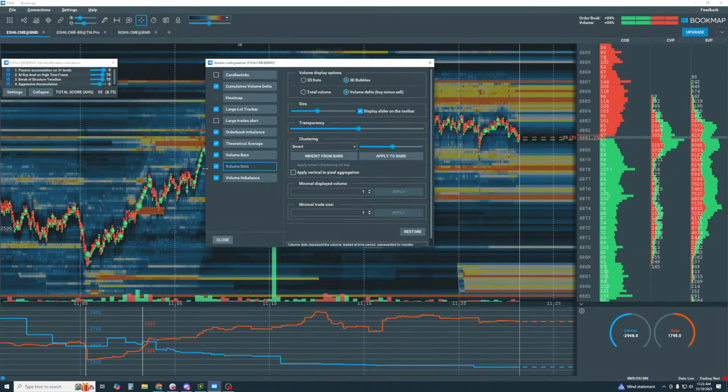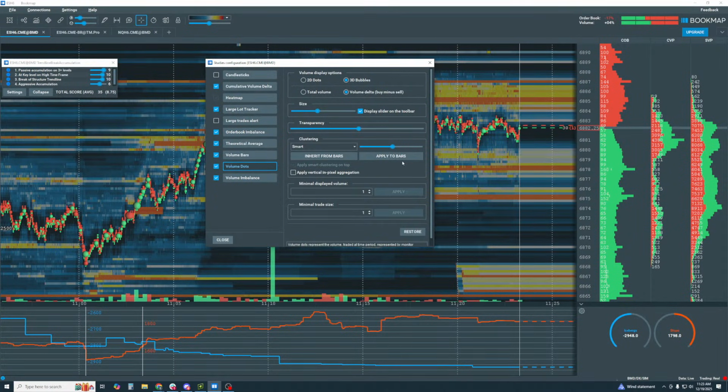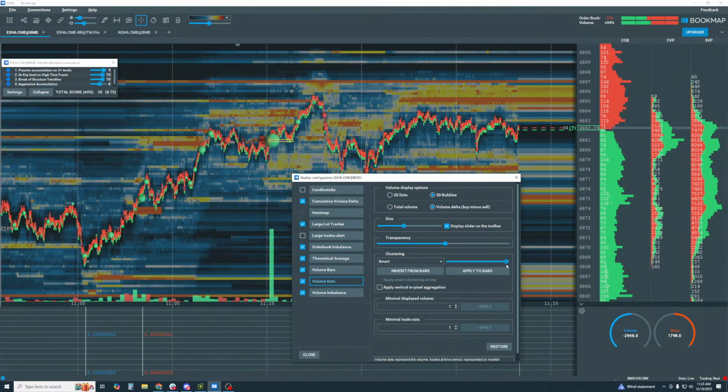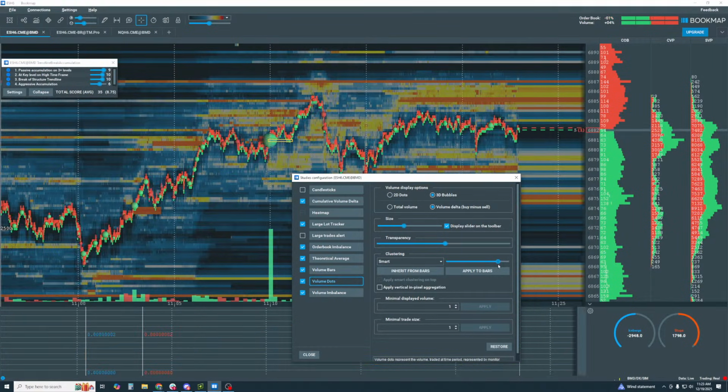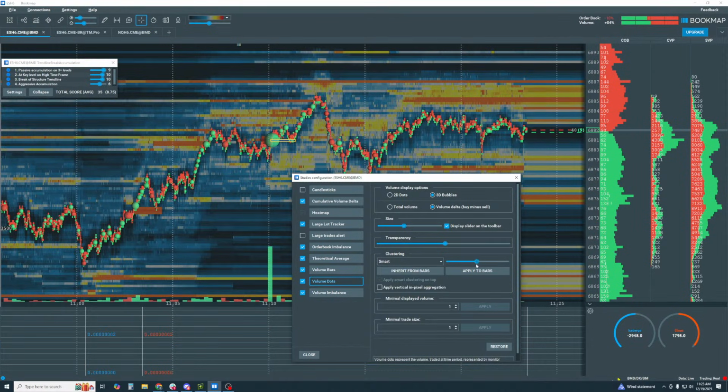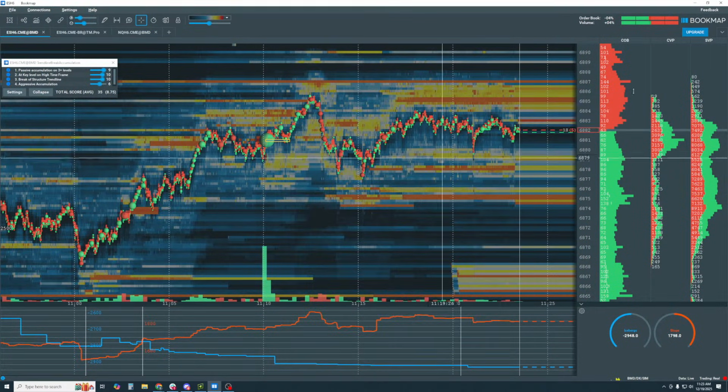You'll see a lot less dots. Or you can use the clustering in here. I like using the smart clustering. Okay, if you use the slider here, you're going to see less and less and less volume, right? If you take it all the way back down, you're going to see a lot. Okay, I just use the default settings in here.